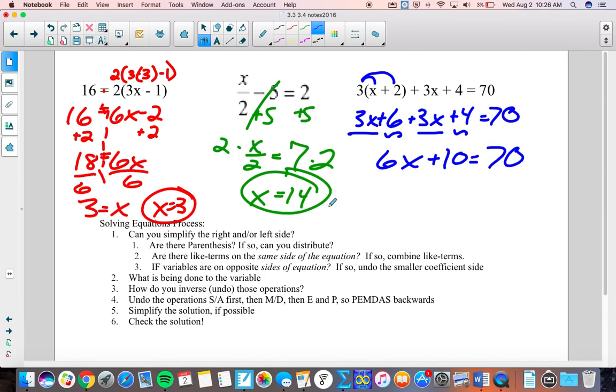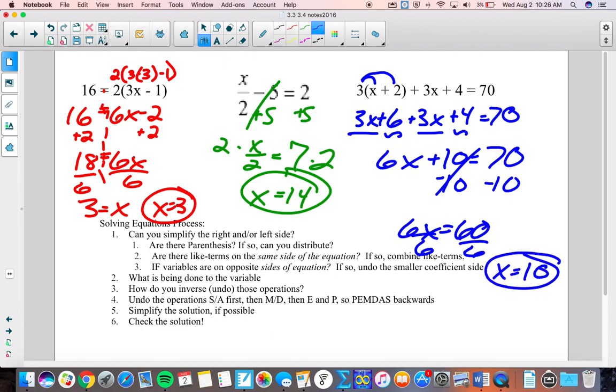So x is being added by 10, so I'm going to subtract 10 because we undo addition and subtraction first. So we get 6x equals 60. Divide by 6. Whoa, divide by 6. I got excited on that one. X equals 10. Boom, you can plug it in and check it. It works. Holy moly, look at that big equation you just solved. That's exciting.